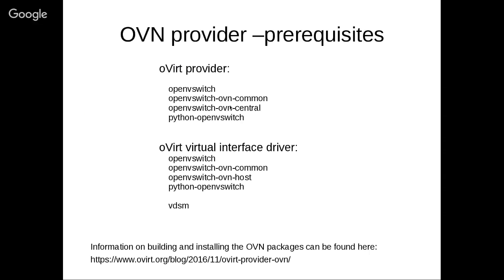The provider does not have to be installed on the same host as either oVirt engine or the OVN northbound database, but these packages are anyway required to be able to connect to this database. For the virtual interface driver, we also need to have Open vSwitch installed along with Open vSwitch OVN host, Python Open vSwitch, and of course, as the virtual interface driver is installed on the VDSM host, it also requires VDSM to be installed on the host.